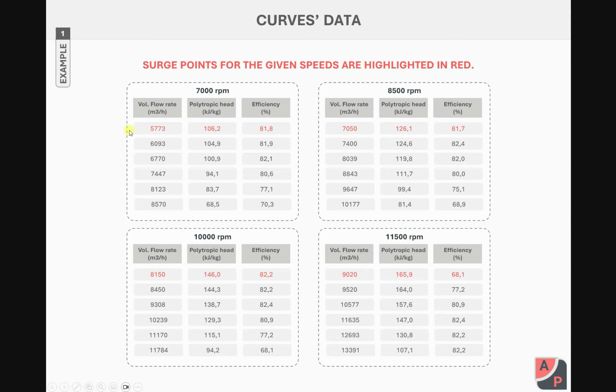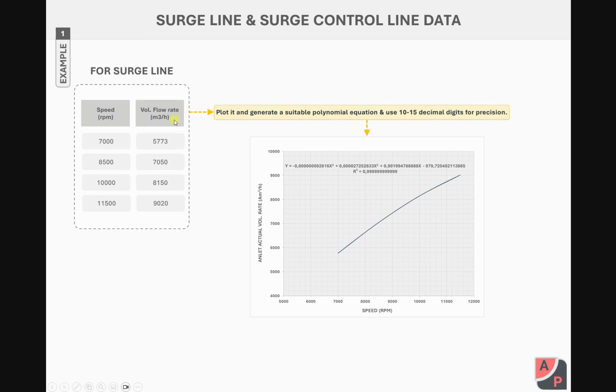Here are the curve data. The minimum flow for each speed corresponds to the surge flow on that speed. So we need all these minimum flows to create the surge line. Here are the data for the surge line. So you see the minimum flow at corresponding speeds. When you plot them, you will obtain an equation. And based on that equation, you can also have the surge control line and implement it in your simulation to have the surge flow adjustment.